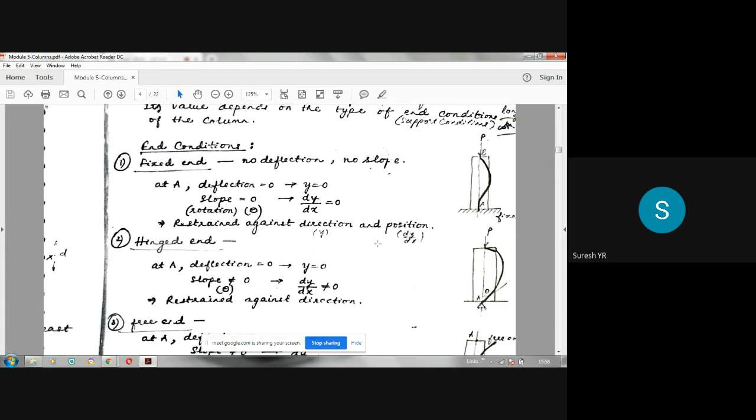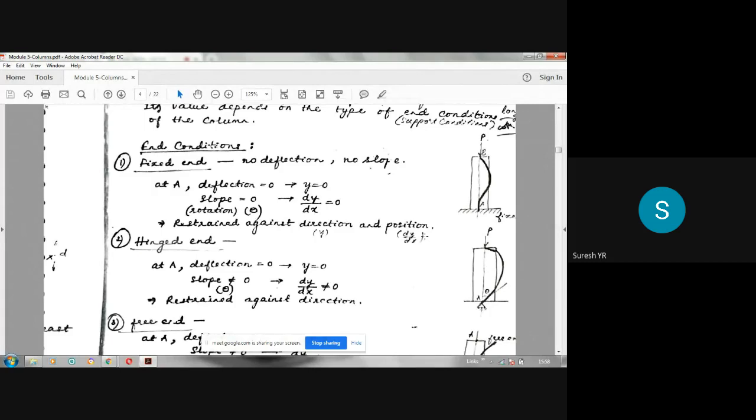It is also called restrained against direction and position. Some books use this wording. Fixed end means restrained against direction and position. Direction means y. Position means dy by dx. Please note down that wording, as some books use it.